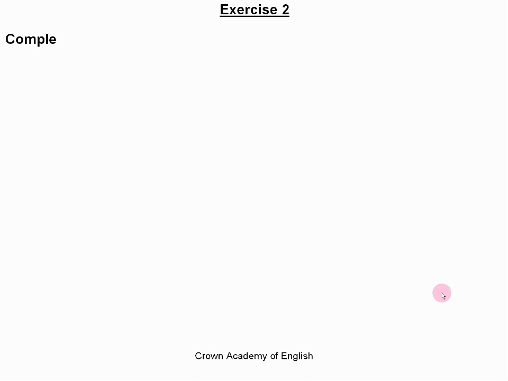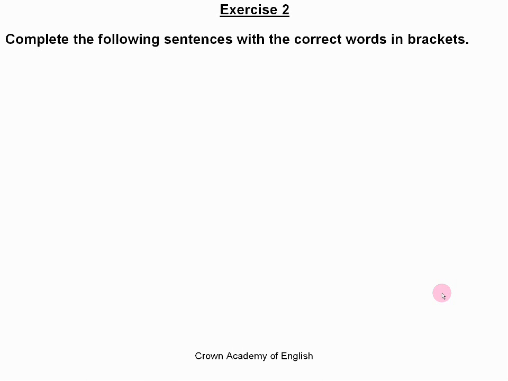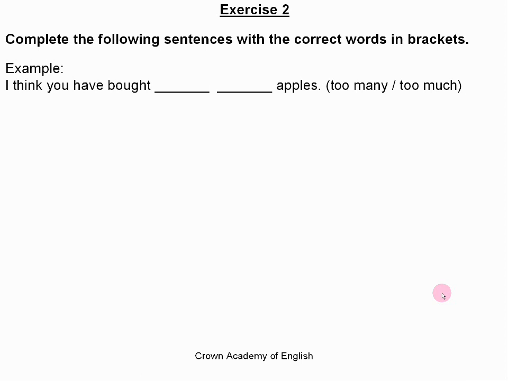Exercise 2. Complete the following sentences with the correct words in brackets. Example. So for all of these sentences, I want you to choose between too many or too much. The answer is, I think you have bought too many apples. Too many apples. Apple is a countable noun, so we say too many.